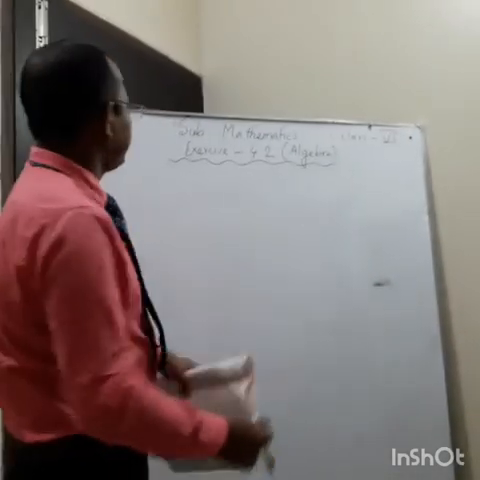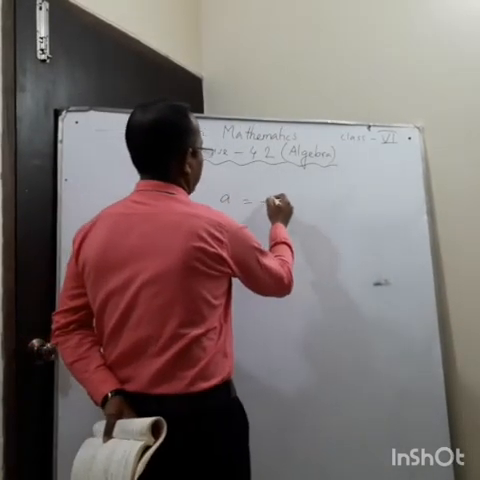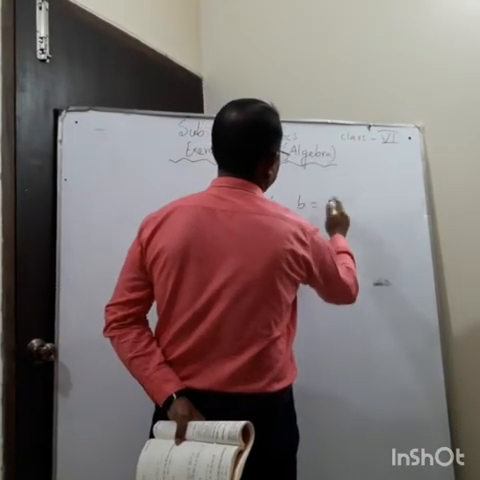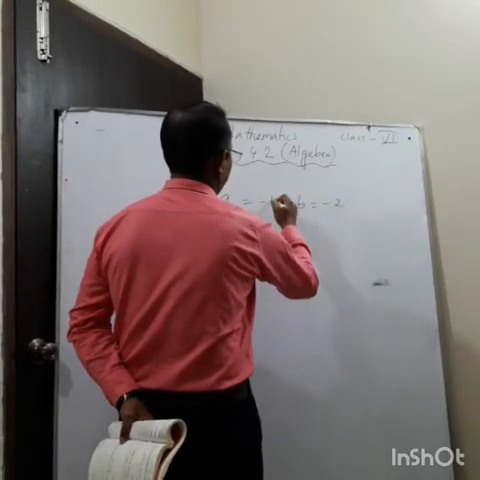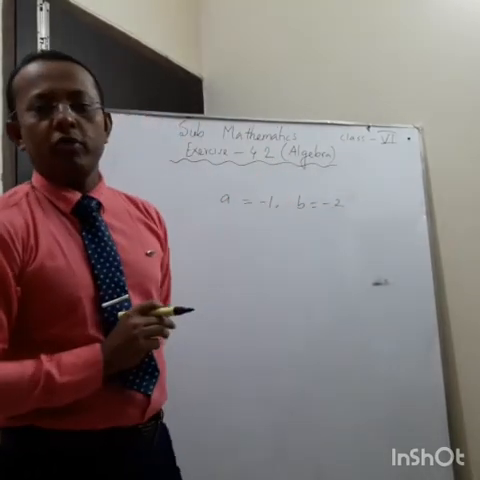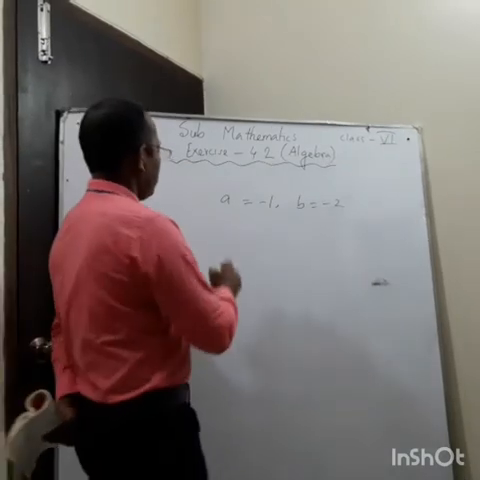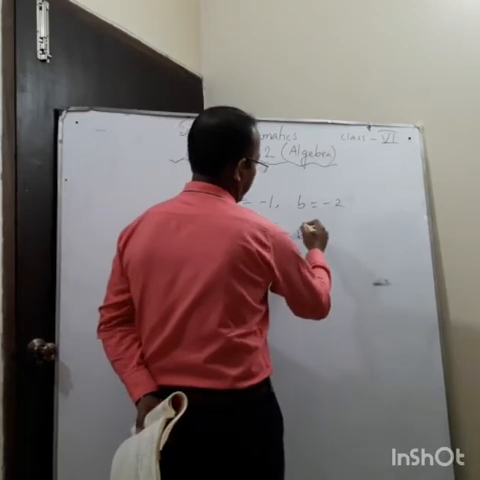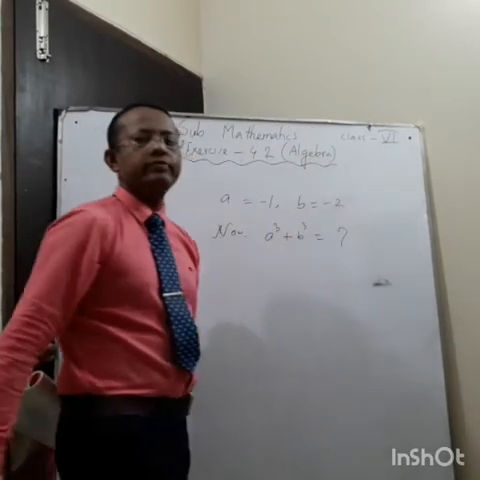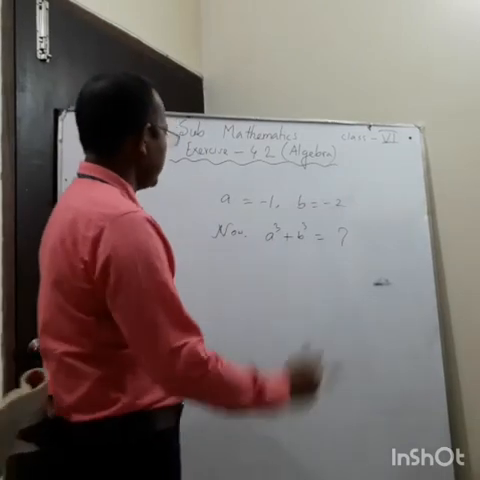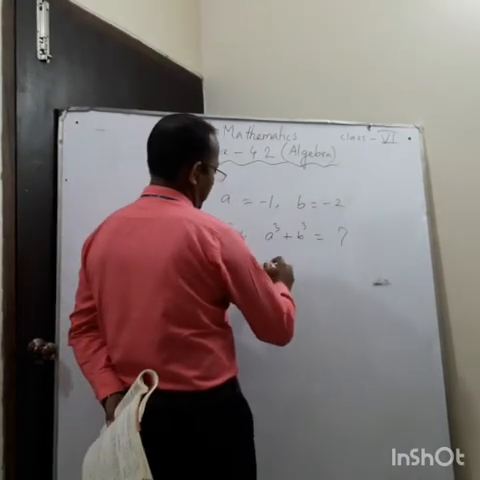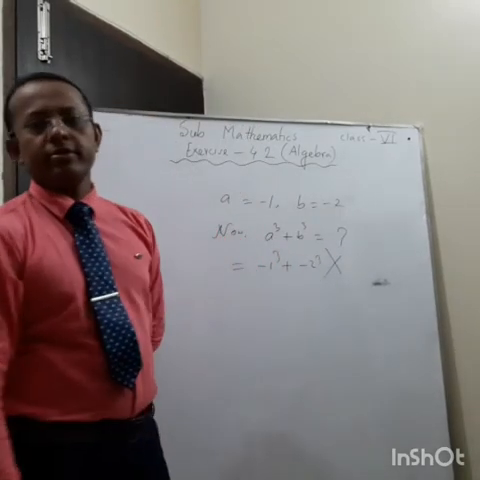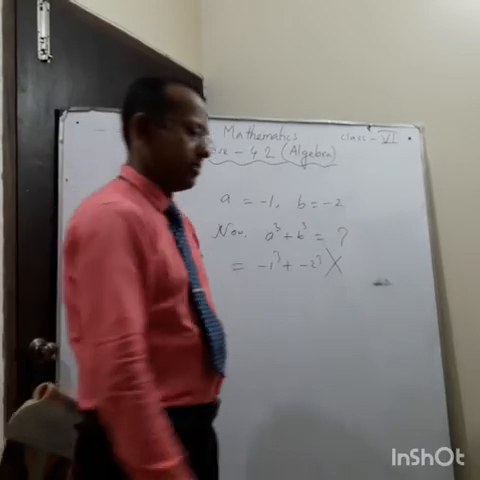Let us consider a equal to minus 1 and b equal to minus 2. Now, a cube plus b cube equal to what? Dear students, if you write minus 1 cube plus minus 2 cube, in that moment it is wrong procedure. Your writing is not correct.